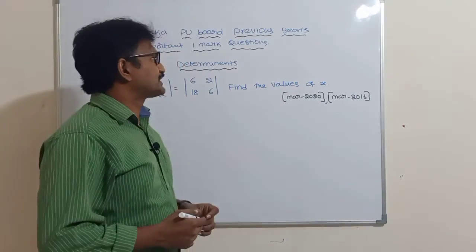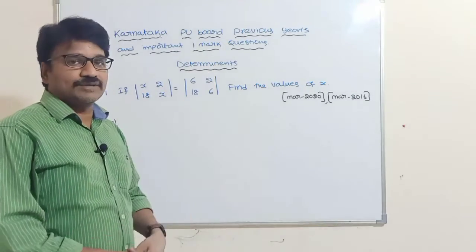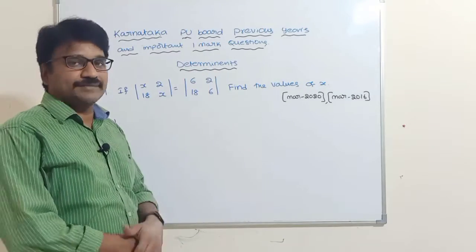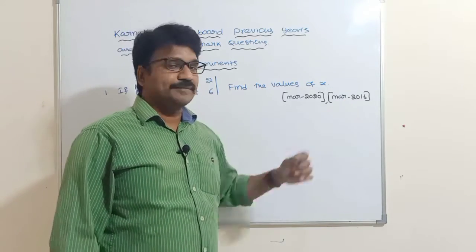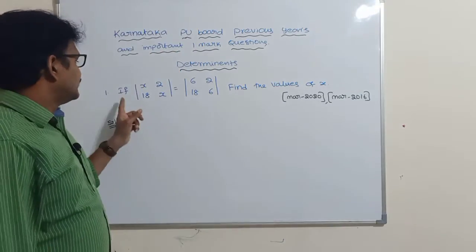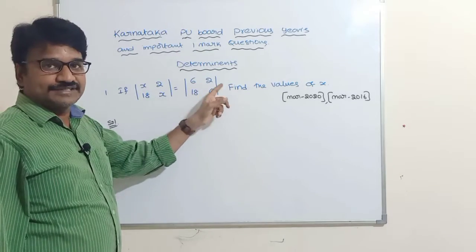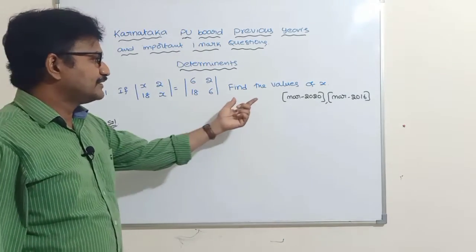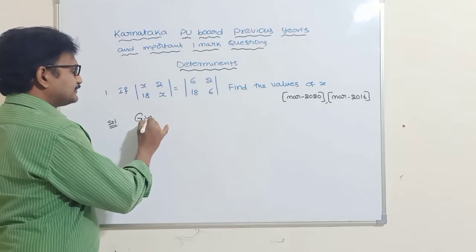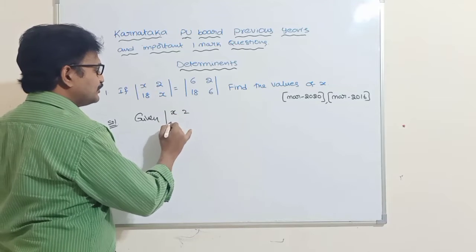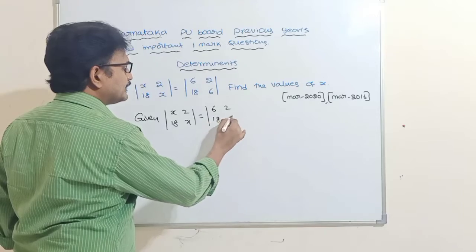Today we are going to discuss Karnataka PU Board previous years' important 1 mark questions from the topic determinants. First question. This question was given in March 2020 and March 2016. If delta of |x 18; x 6| is equal to delta of |6 18; 6 6|, then find the values of x. So what is given? Given delta of |x 18; x 6| is equal to delta of |6 18; 6 6|.